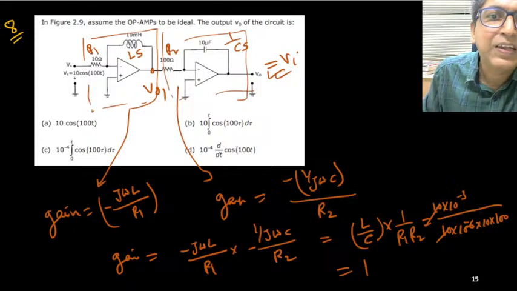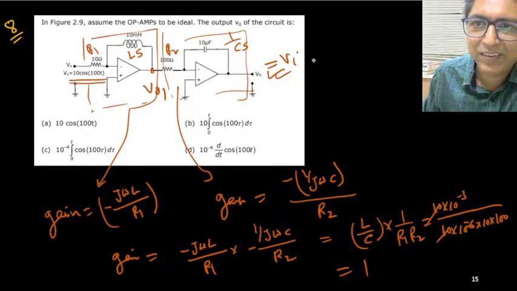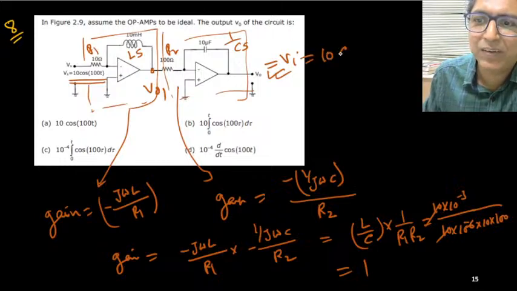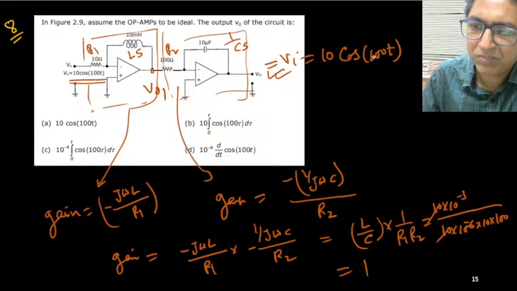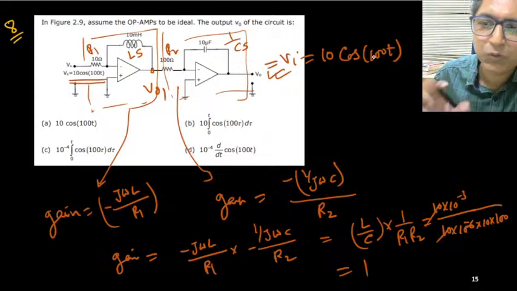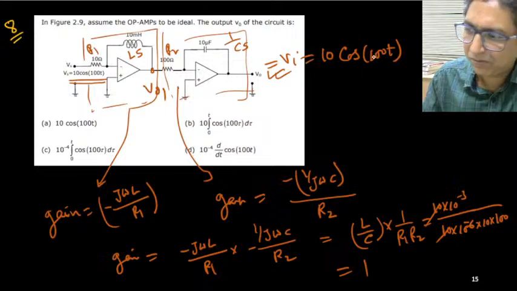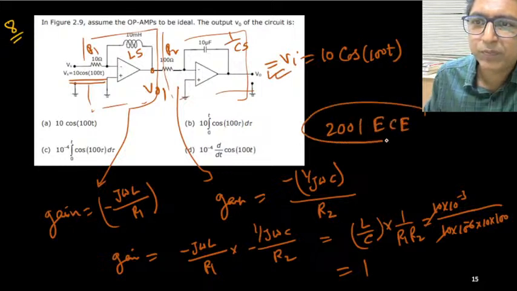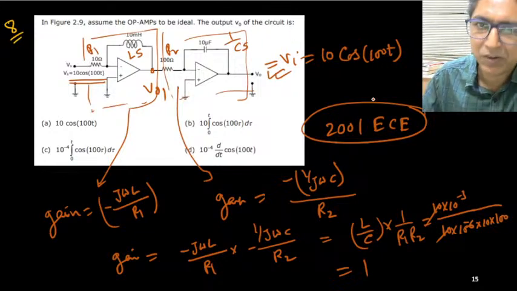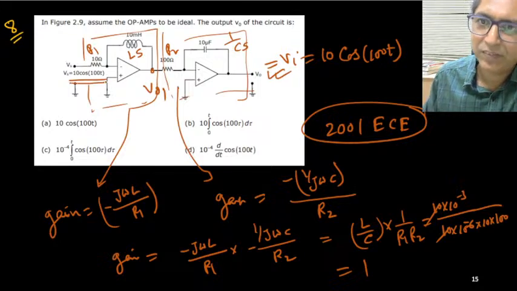So the input was 10 sine 100t. So again you will be getting the same 10 cos 100t. Same thing, because the overall gain of this system is 1. Is it okay? Am I clear? So this problem appeared in GATE 2001 ECE. A little bit complicated, but not that much complicated. So here you need to find out the exact expression for output voltage.